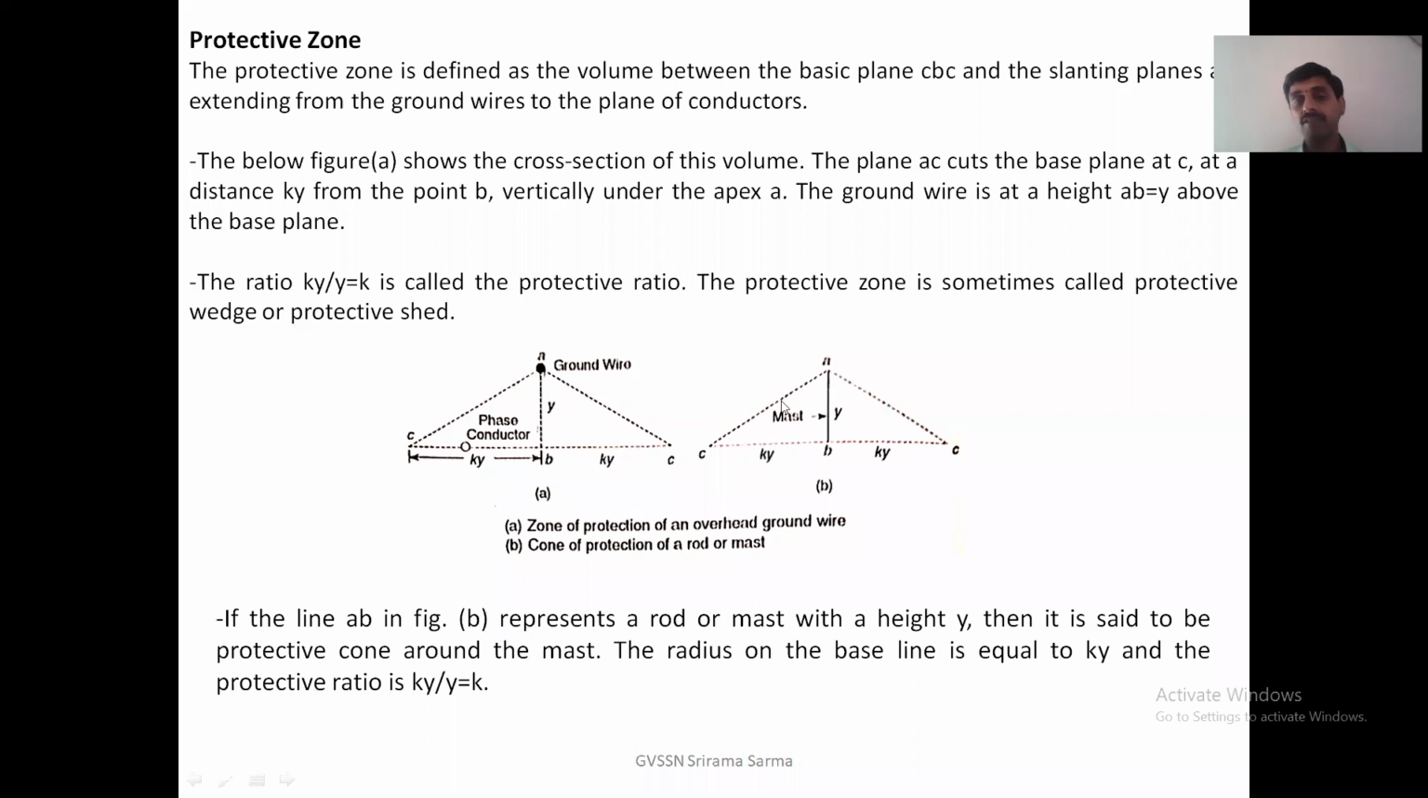If you take this figure B, it represents a rod or mast with a height Y. Then it is said to be a protective cone around the mast. The radius on the base of the line is equal to KY. So if you take a cone like this, the radius is KY and the protective ratio is KY by Y.